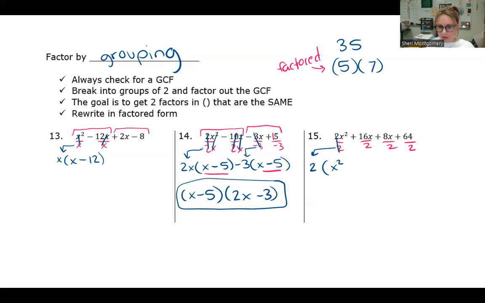So I have x squared plus 8x plus 4x plus, what's 64 divided by 2? 32. Factor by grouping. So I've got to get my 2 groups. That will be my first group. This will be my second group.